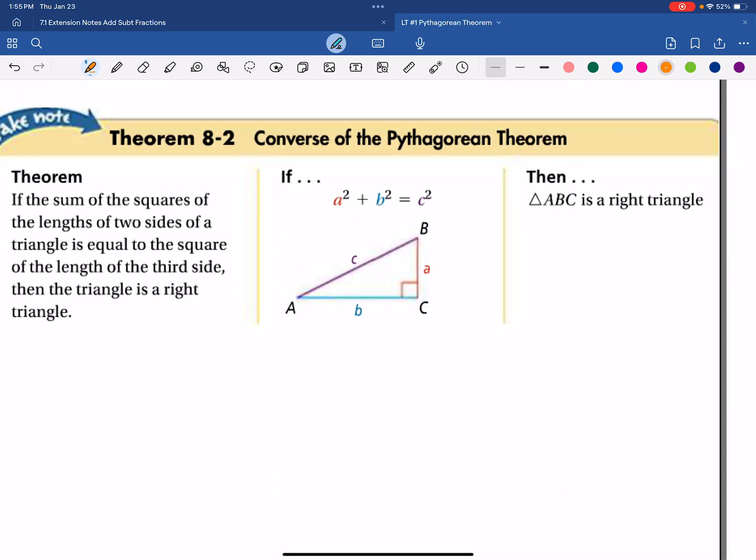The converse says, if a squared plus b squared equals c squared, then we have a right triangle. So if we have 3 values that represent 3 lengths of the sides of a triangle, and we plug them into a squared plus b squared equals c squared, if we get a true statement, then we have a right triangle.